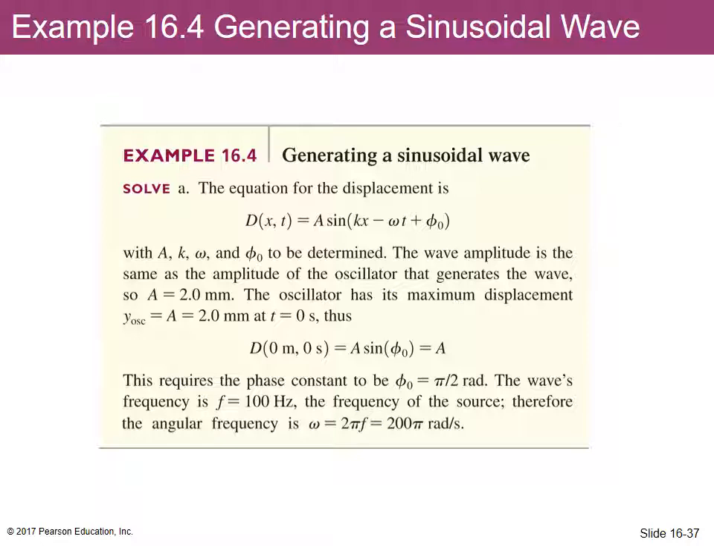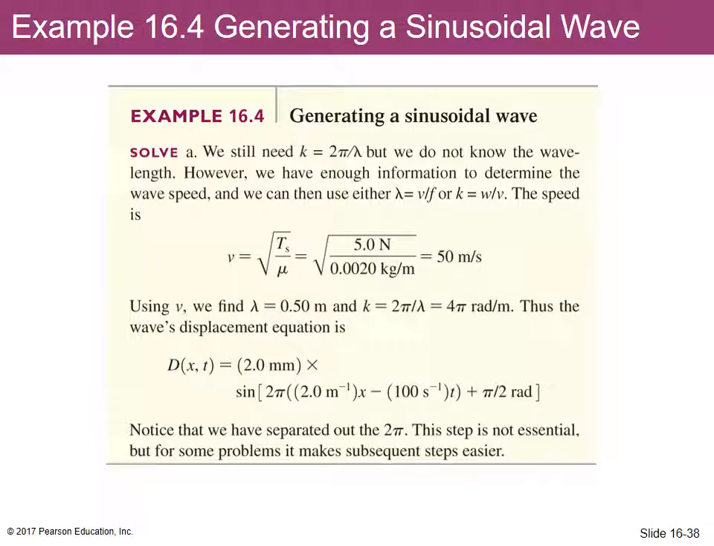The angular frequency is 2 pi times the frequency of 100 Hz, or 200 times pi radians per second. We can find the velocity of the wave since the tension in the string and the mass density are given. This yields 50 meters per second for velocity. Make sure all units are SI units. The wavelength is the velocity divided by the frequency, or 0.5 meters. The wave number is 2 pi divided by the wavelength, or 4 pi radians per meter. With an amplitude of 2 millimeters, 0.002 meters, the displacement equation is shown.